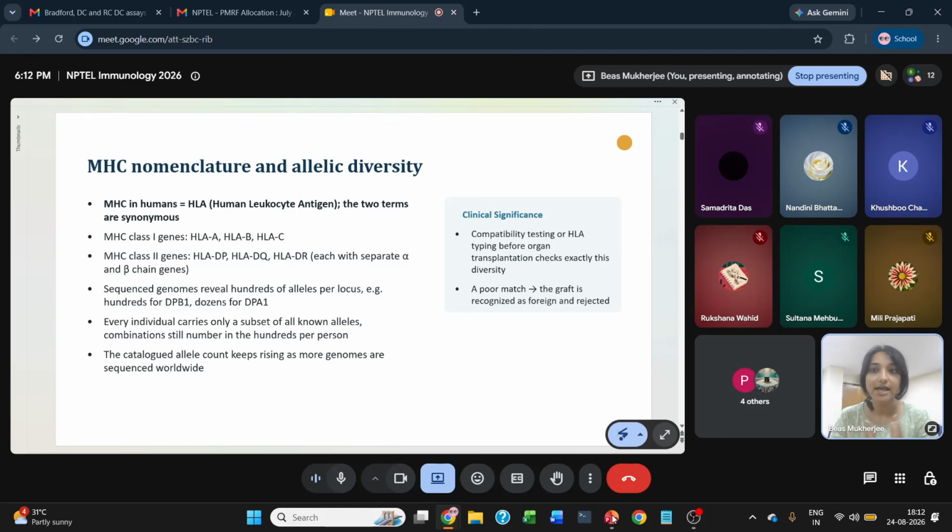That is your locus. Now MHC has three classes of genes. The first one is class 1 genes, which are called HLA A, B and C.